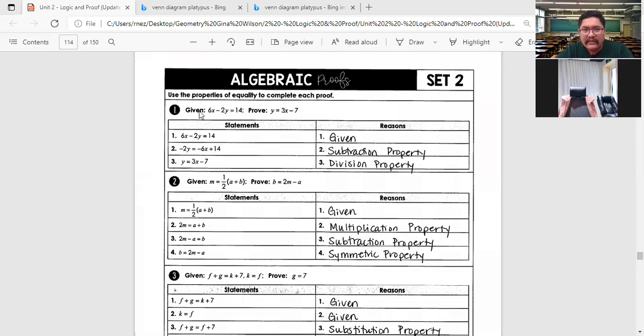So let's go ahead and get back into what we're covering. All right, so just like yesterday, we're going to start with our given, right? They give you a table to fill out. So you have your statements on this side, your reasons on that side, and you're going to start with your given. So start with what you have, right? And since it's your given, you didn't do anything to it.